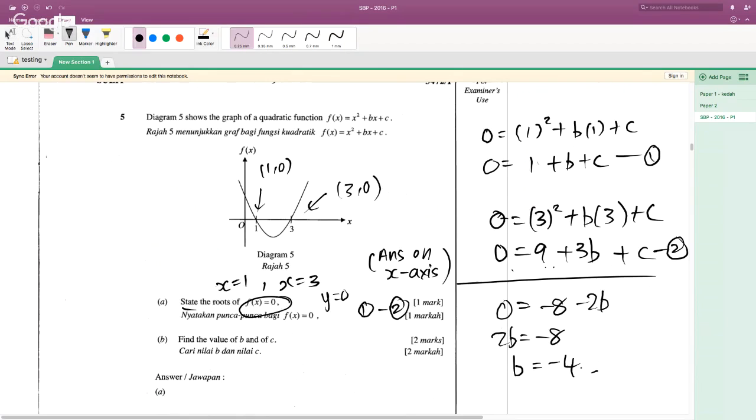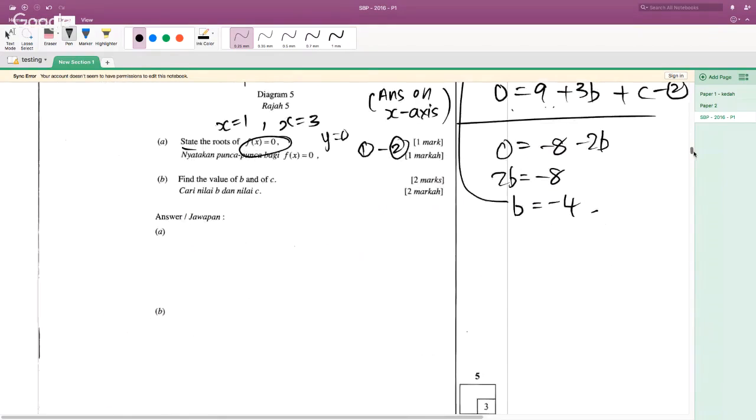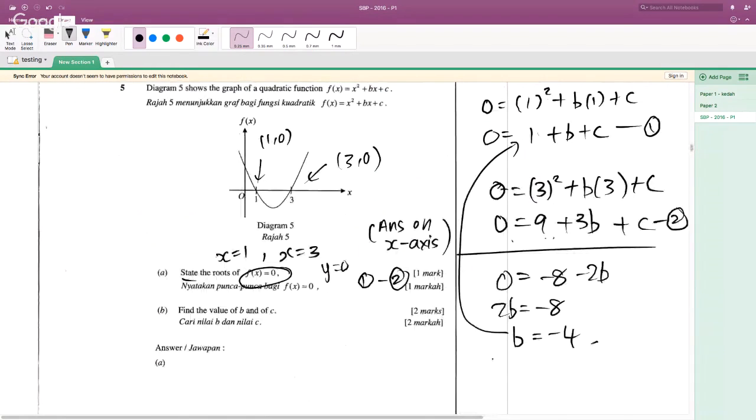After I get b equals negative 4, I can substitute into any equation I want. Let's say I substitute into the first one: 0 equals 1 minus 4 plus c. So this one is negative 3, right? c equals 3. All right, just like that.